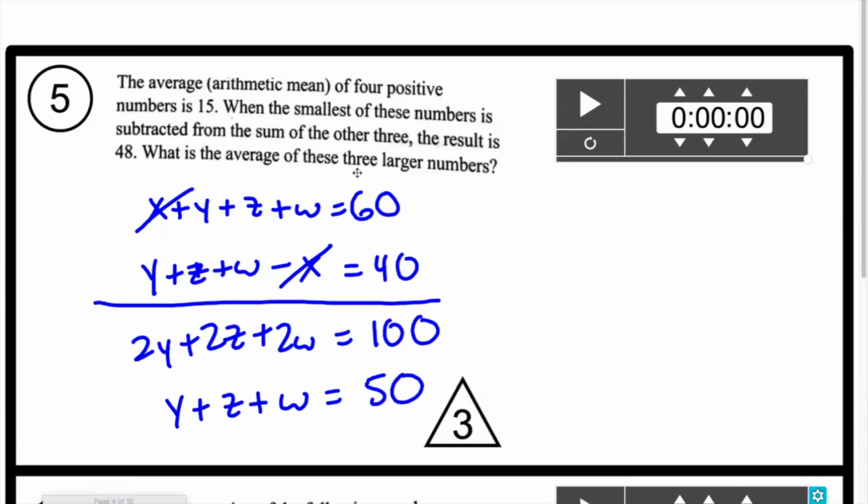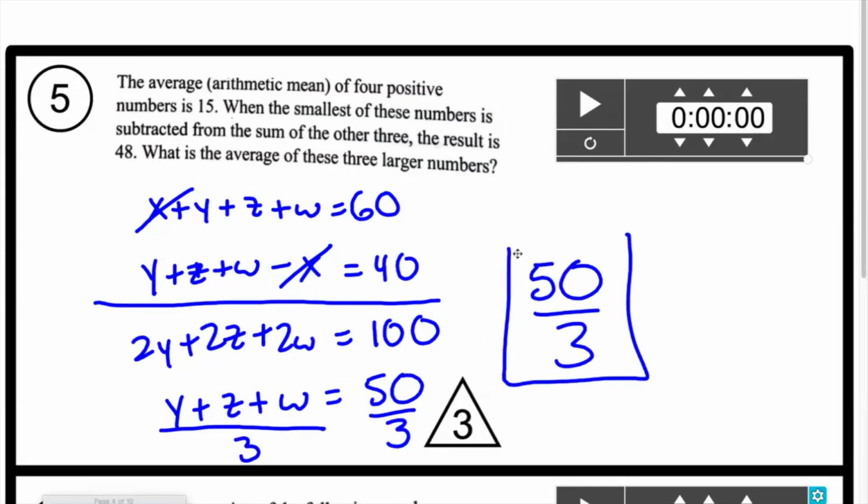And it wants the average of these numbers. So then I'm just going to divide by 3. And then you could just leave that as your answer. 50 over 3 would be the average of these three larger numbers. So we don't need to find them. We just need to know what they are when you add them up and divide by 3.